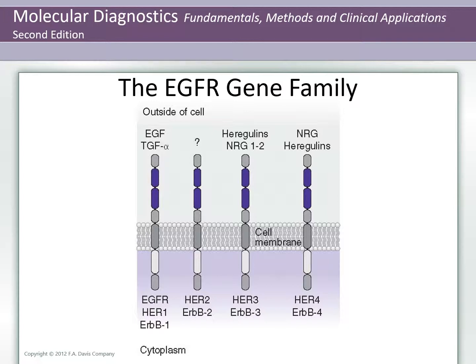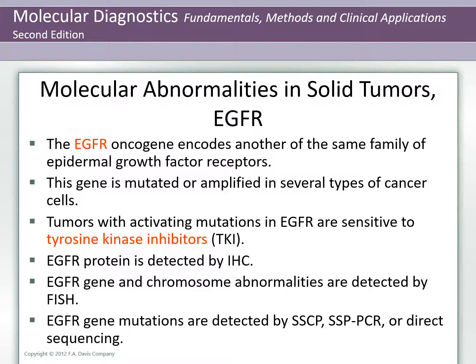This diagram depicts the EGFR gene family. The epidermal growth factor receptor oncogene encodes another of the same family of epidermal growth factor receptors. This gene is mutated or amplified in several types of cancer cells. Tumors with activating mutations in the EGFR are sensitive to tyrosine kinase inhibitors. TKIs such as Tarceva, Iressa, and Sutent have been studied in clinical trials.